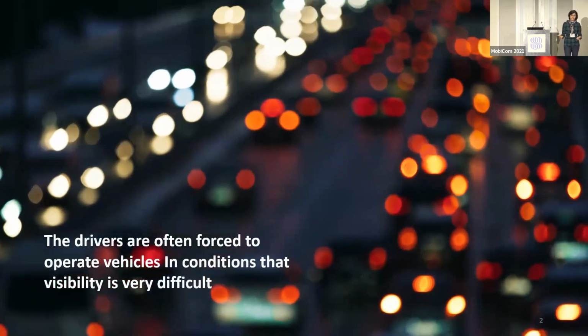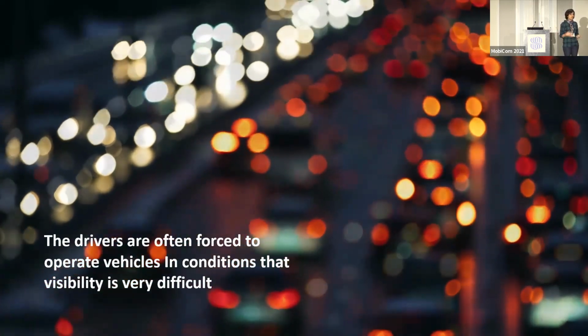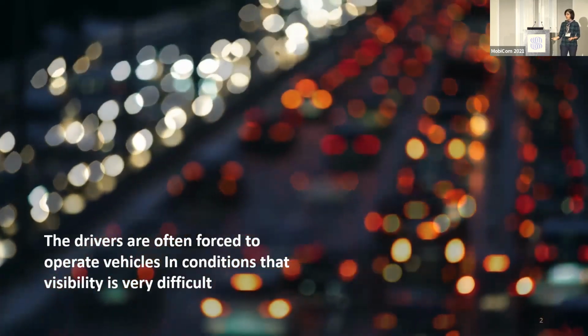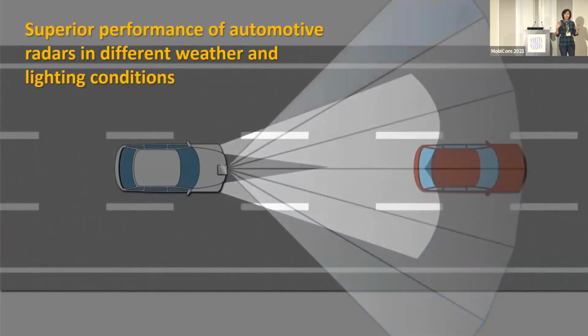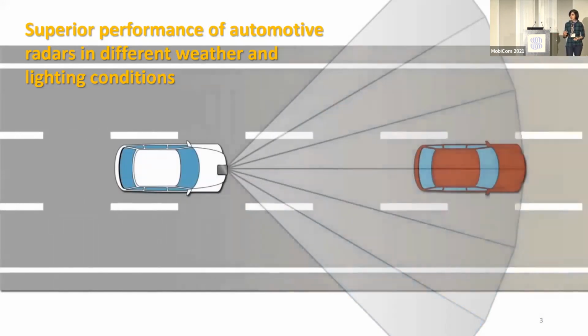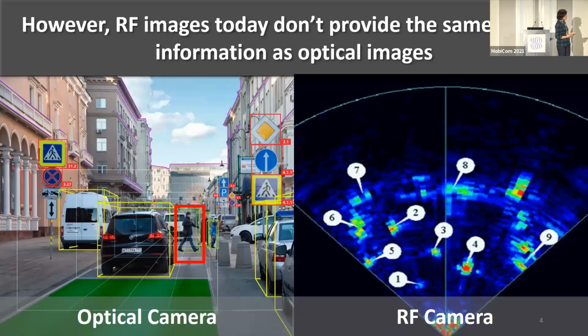As a driver, we are usually forced to drive in very bad visibility, like dark nights, or foggy or rainy weather. Automotive radars in this case are really helpful because of their robustness to different weather and lighting conditions. However, looking at RF images, especially coming out of these commodity radars, they're very crude, especially compared to our RGB cameras where we have a lot of details. So we're missing these details in the RF images, especially that person walking in the street.